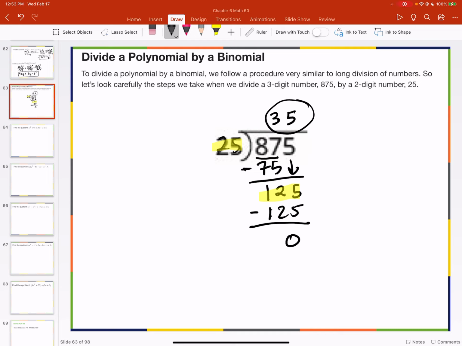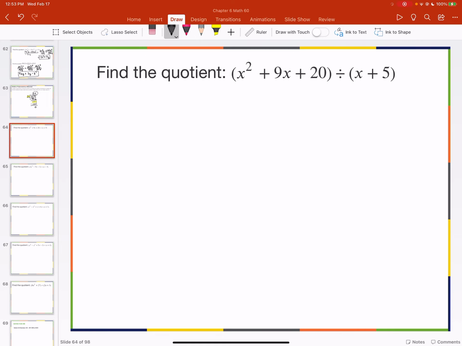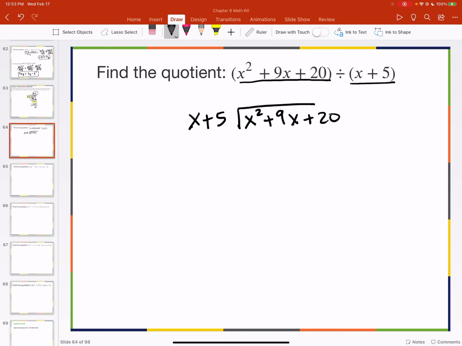Okay, so now let's do the quotient, and I'm going to go through the process here. First of all, we're dividing by x plus 5, so that goes outside of the house, however you want to call it. And then on the inside, we take what we're dividing into, so make sure that it's written in highest exponent to lowest order. There's a reason why. So x squared plus 9x plus 20.